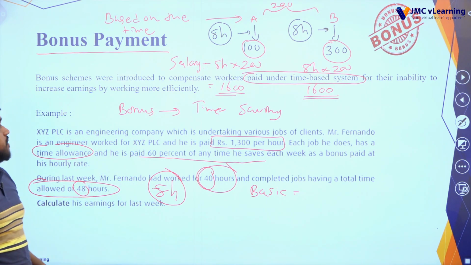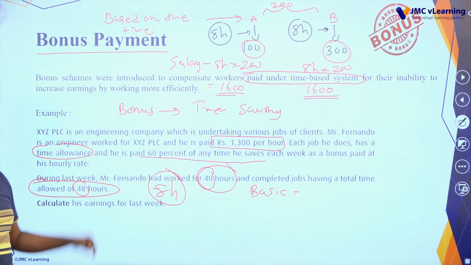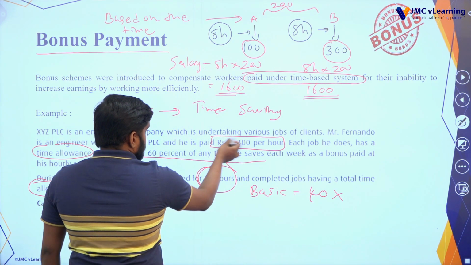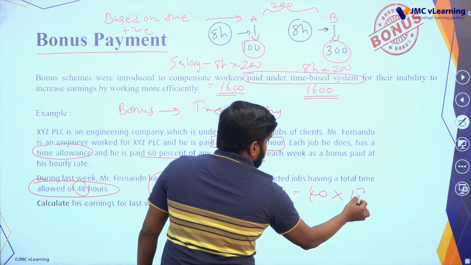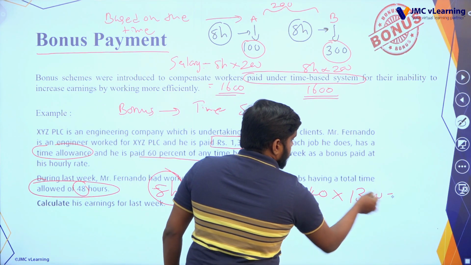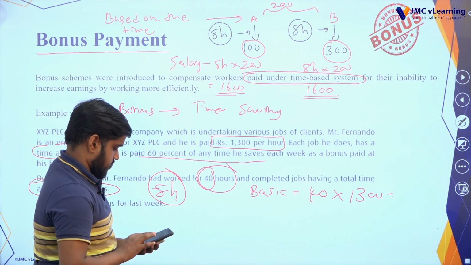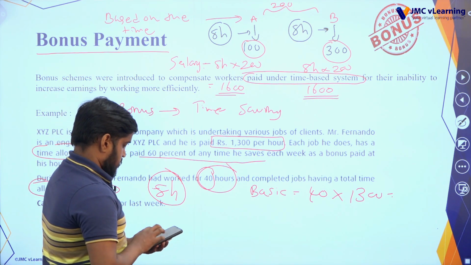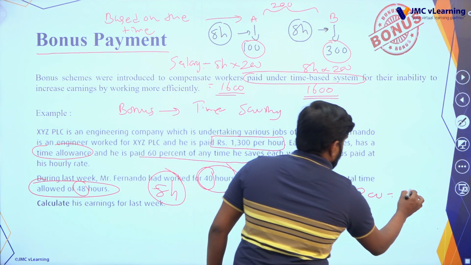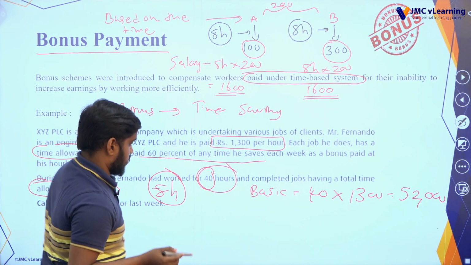Since he is paid based on the time, he worked 40 hours. Then work hour is 40. Then we need to multiply it by, normally he gets 1300 per hour. Then we can get his basic salary as 40 multiplied by 1300, which is 52,000. Then we need to calculate bonus payment.